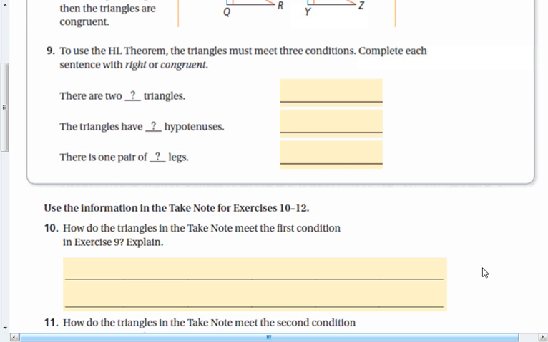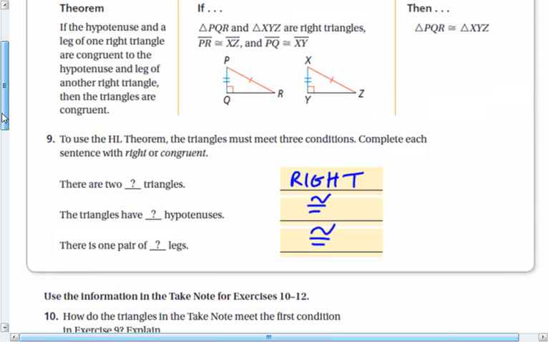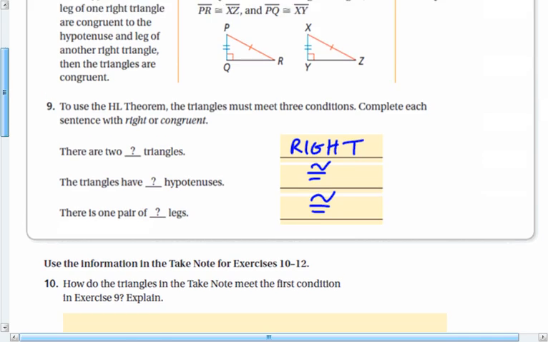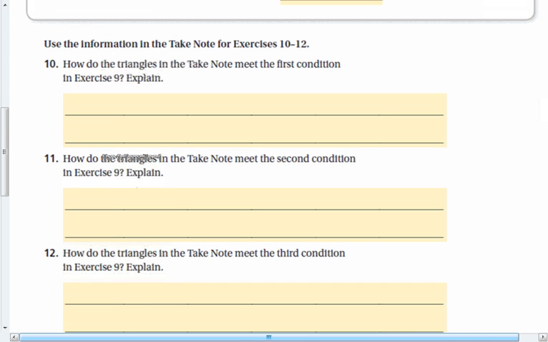So to use the HL theorem, the triangles must meet these three conditions. There are two right triangles. The triangles have congruent hypotenuses, and there's one pair of congruent legs. So how do the triangles above meet those three conditions? Go ahead and look at them and see if you can fill these in.